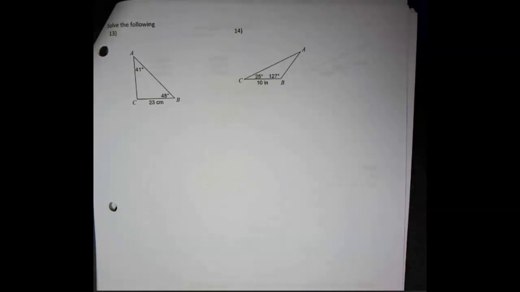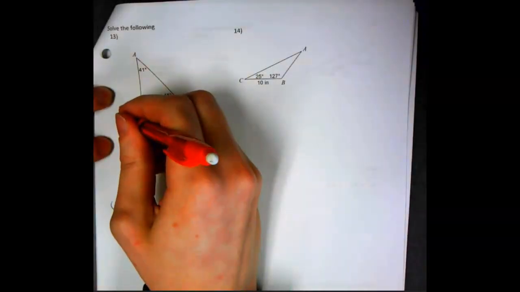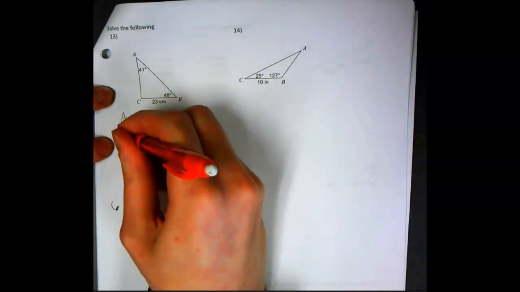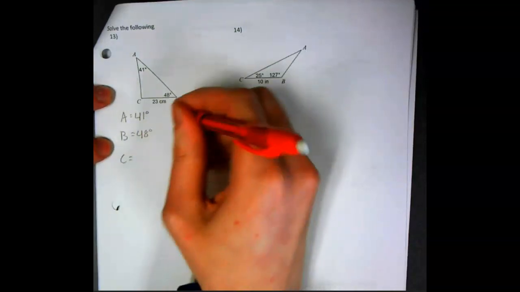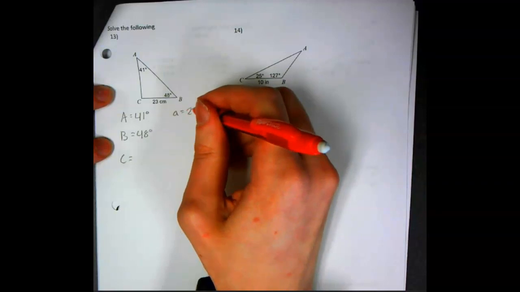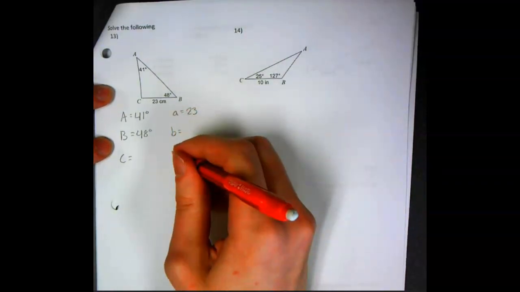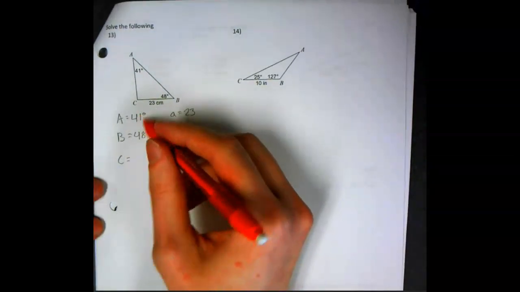Okay, so tonight we are working on problems 13 through 15. For problem 13, I think the best way to start this is just to write out what we have. So we have A is 41 degrees, B is 48 degrees, C we don't know yet, side A is going to be 23, side B we don't know, and side C we don't know. Now, because we have two angles, we're going to solve for that third angle.